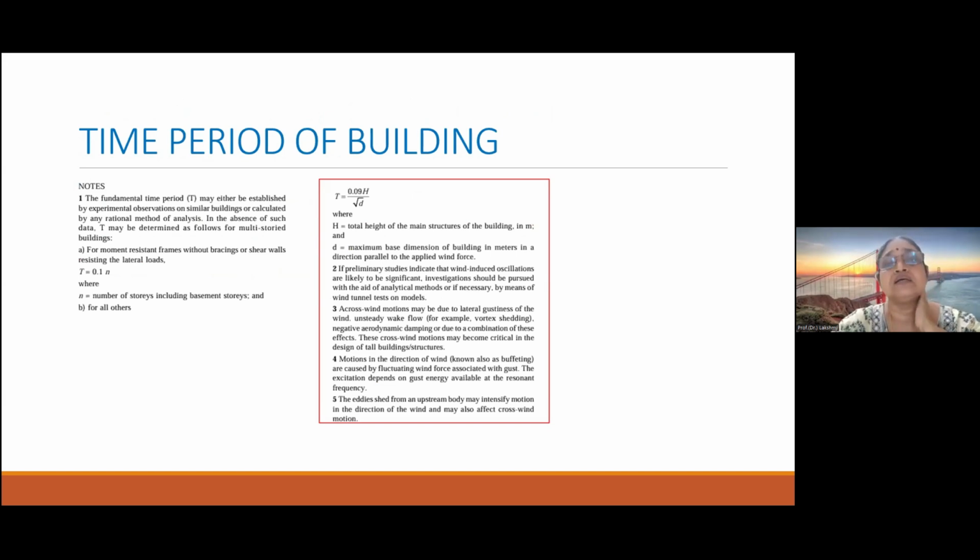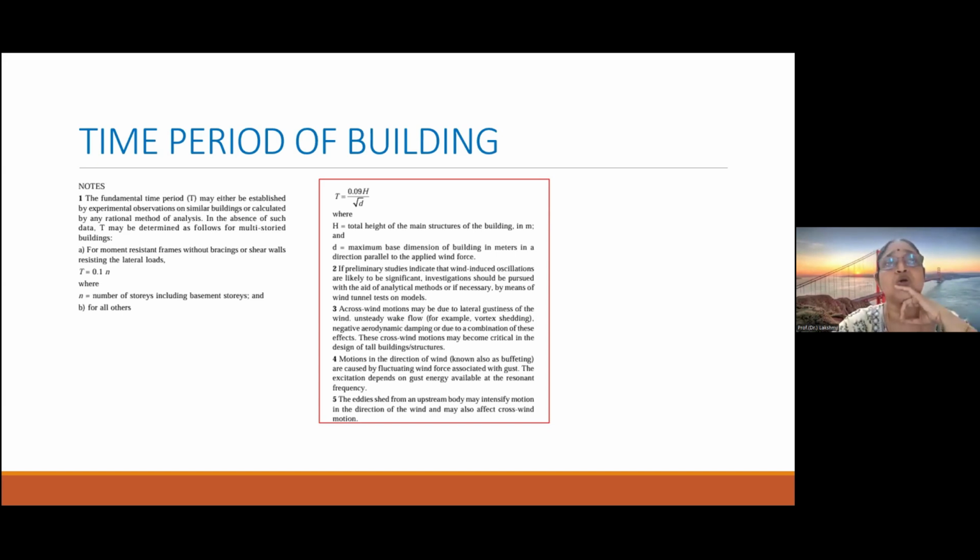So here the formula has been given for how to calculate the time period of the building. For moment resisting frames without bracing or shear wall resisting the lateral loads, the time period can be worked out as 0.1 into n, where n is the number of stories including basement stories. I'm sure that you are using these formulae. Otherwise, you can do an analysis and find out the time period or the frequency of vibration of the various modes. And which modes are important, I said, is the along wind mode, across wind mode, and torsional mode.